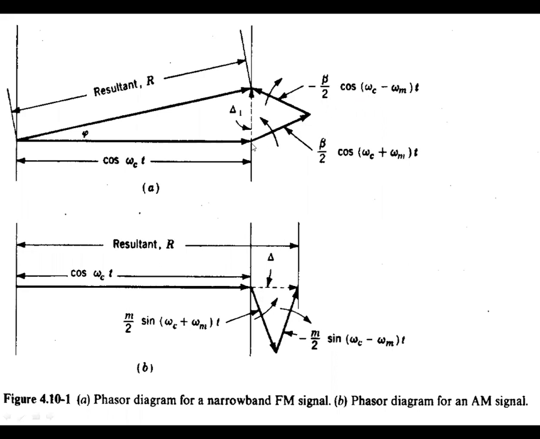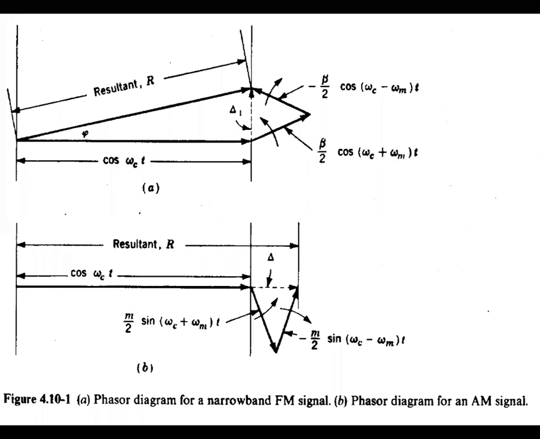Now at this point of junction, there is a resultant, delta 1. This is delta 1. The resultant vector R has phase angle phi. So this phasor diagram is the narrowband FM.